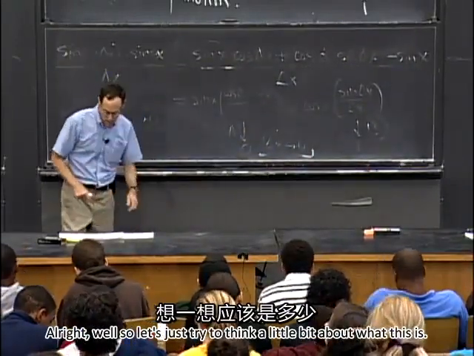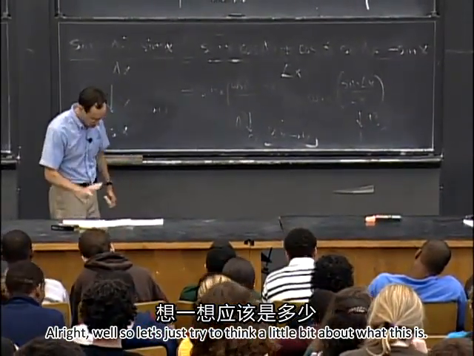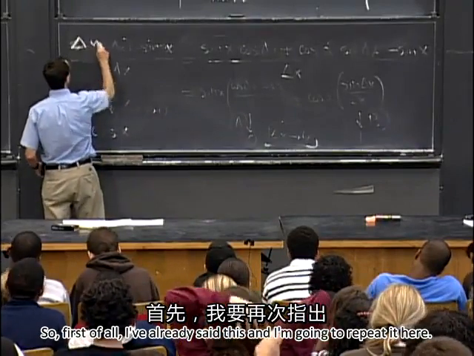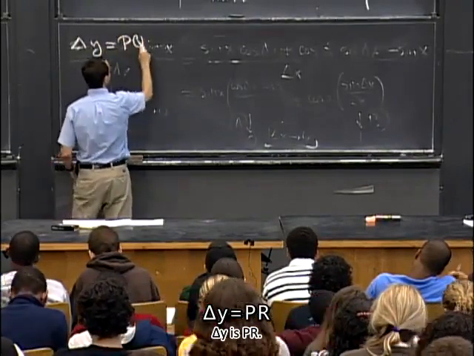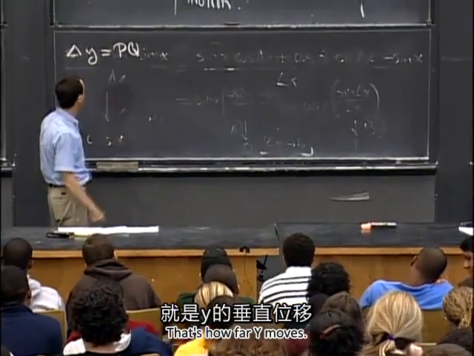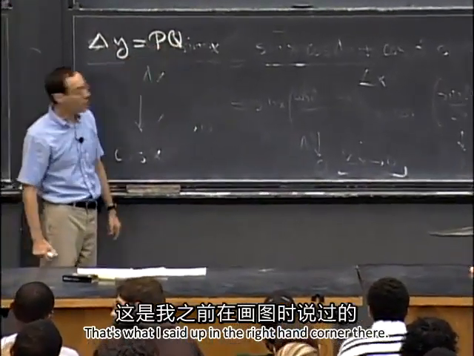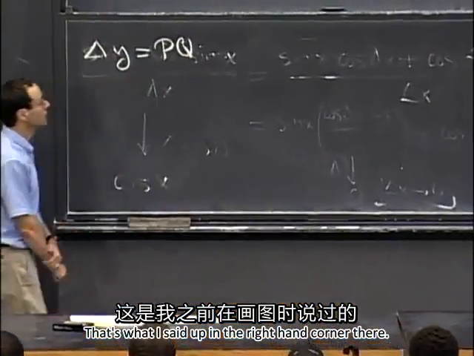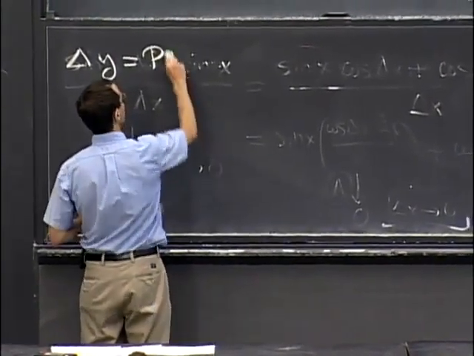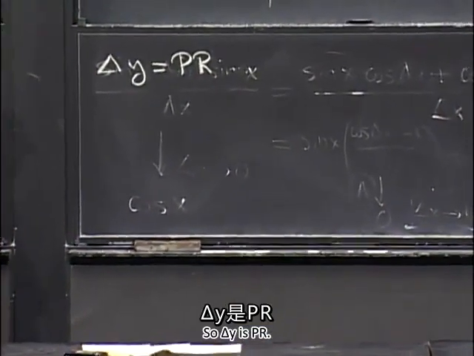All right, well, so let's just try to think a little bit about what this is. So first of all, I've already said this, I'm going to repeat it here. Delta y is PR. It's going from P and going straight up to R. That's how far y moves. That's the change in y. That's what I said up in the right-hand corner there. Oops, I said PR, but I wrote PQ. That's not a good idea. All right, so delta y is PR.